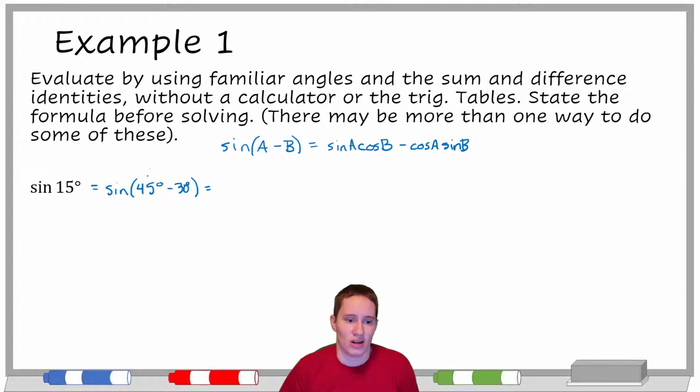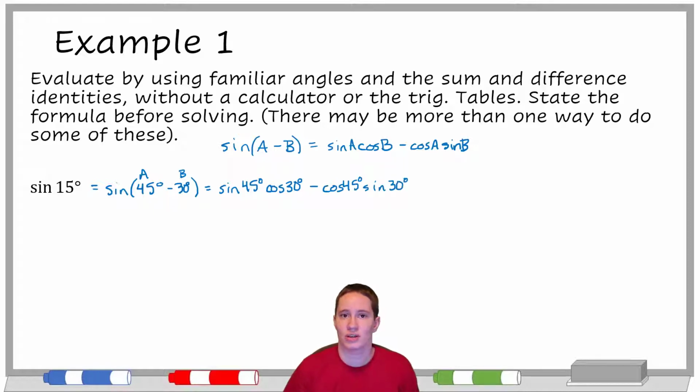So in this case, our A is 45 and our B is 30. The minus sign is a part of this formula, so we're not going to need to make B negative 30. We can make it just be regular 30. So sine A, so sine 45, times cosine of B, so that's 30, minus cosine of A, so that's 45, and then sine of B.